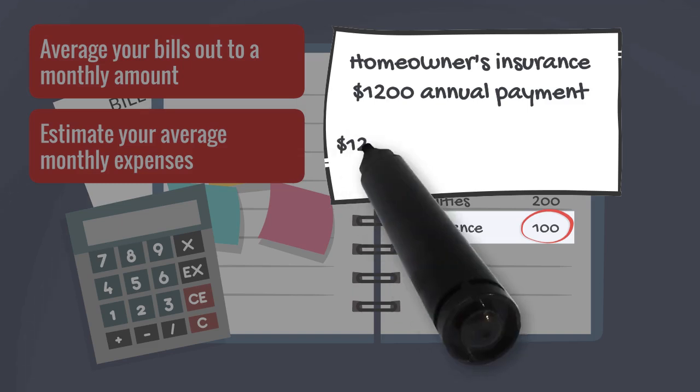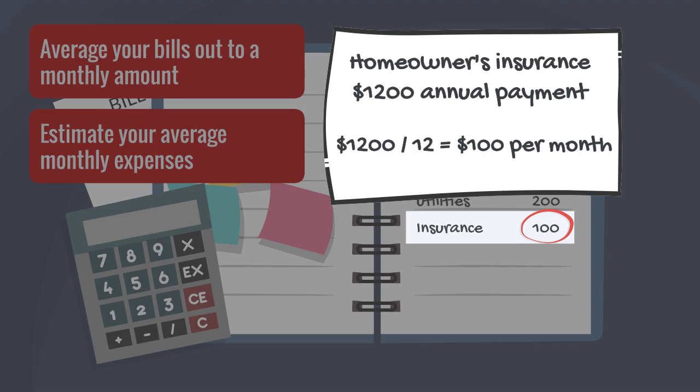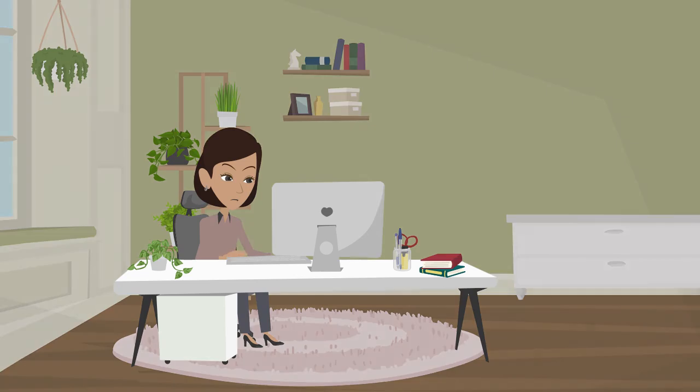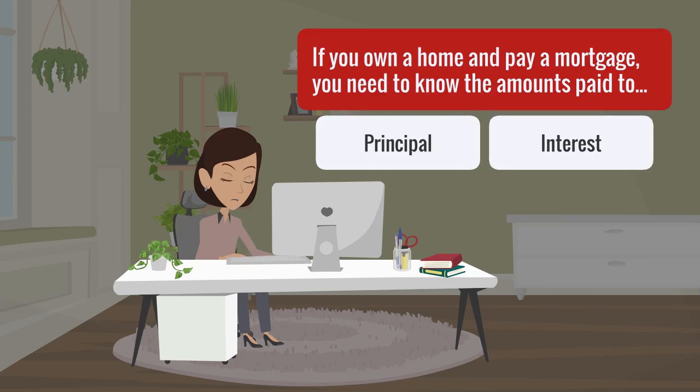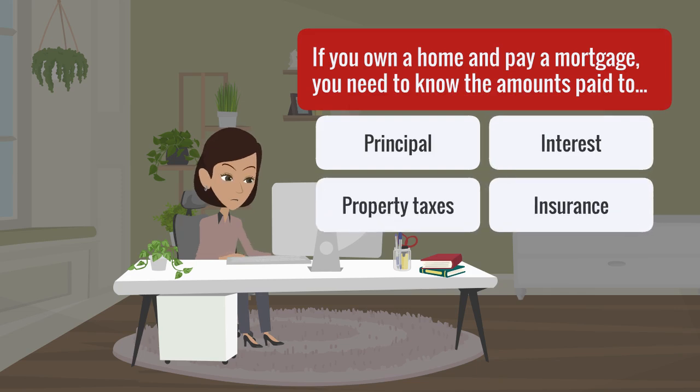$1,200 divided by 12 months equals $100 per month. If you own a home and have a mortgage payment, you will need to know the amounts of your mortgage payment that are paid to principal, interest, property taxes, and insurance, even if you have an escrow account.